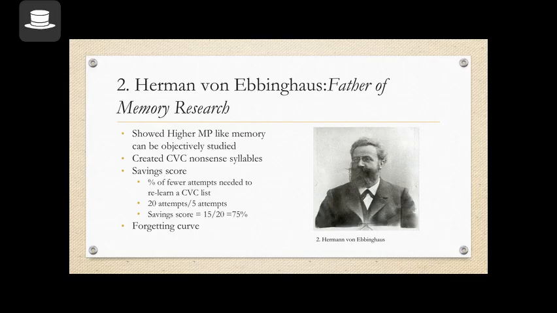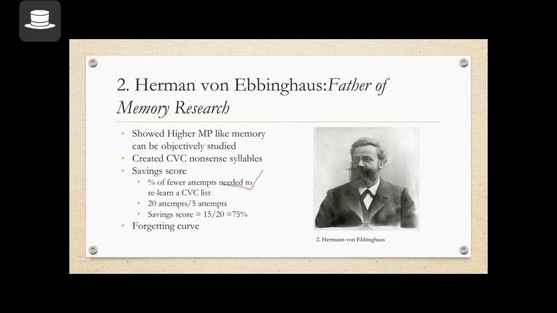Now it makes sense, right? The first time you may need, for instance, 110 recitals. The second time you may not need that many. Maybe 6 recitals is sufficient. So the idea is that he would see how many fewer attempts he would need to relearn the same material, and he would define that as the savings score.